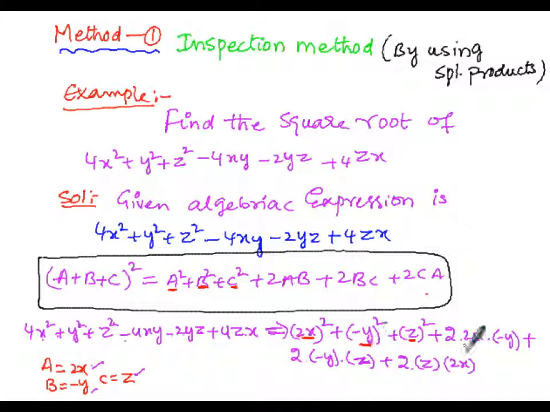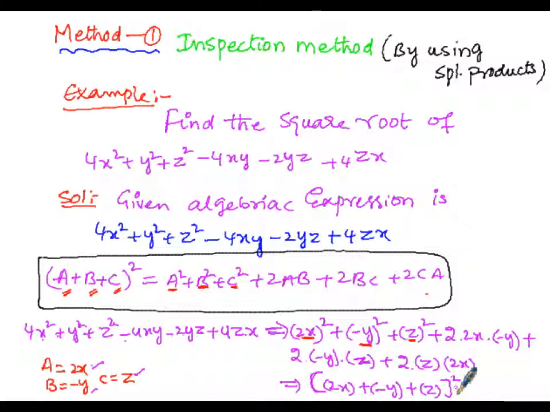Now it is in the form of a square plus b square plus c square plus 2ab plus 2bc plus 2ca. That implies a square plus b square plus c square plus 2ab plus 2bc plus 2ca equals a plus b plus c whole square. So here we can write a as 2x, plus b as minus y, plus c as z, whole square.